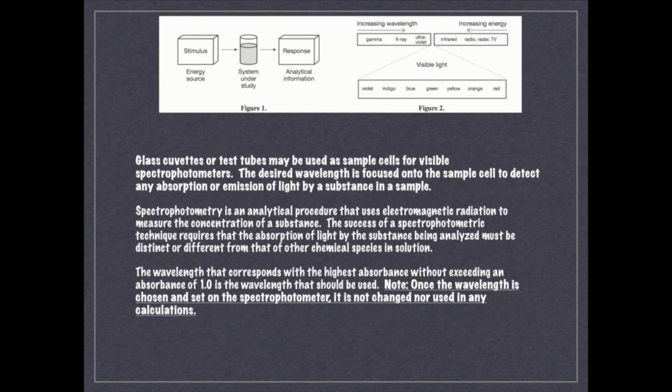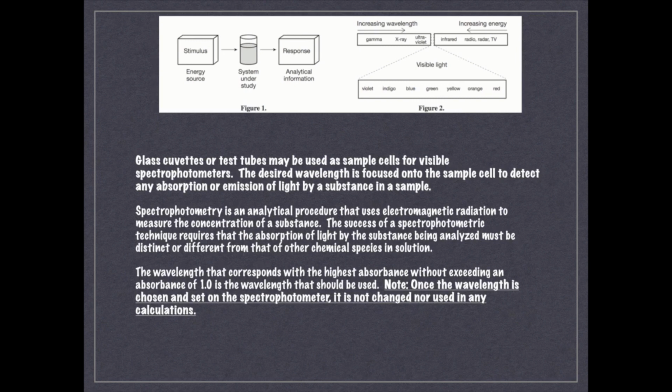What's going to happen is the spectrophotometer emits energy, and it passes it through whatever solution you are studying, and it is going to be able to measure the absorption. What we're going to use are glass cuvettes, and they're going to be used as sample cells for visible spectrophotometers. The desired wavelength is focused onto the sample to detect any absorption or emission of light. So we're going to be studying absorption of light, just as I explained using that diagram above.